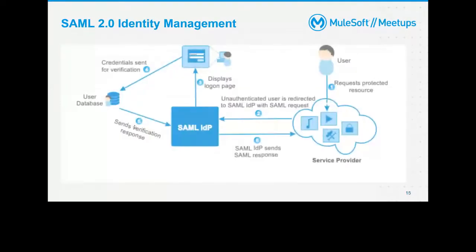We will talk more about that. In SAML, the user requests protected resources from the service provider, which is the AnyPoint platform. The service provider redirects the user to the SAML IDP, in this case Okta. Okta will display a logon screen. The credentials get validated in the backend system, and the verification response is sent back to the SAML IDP. Now the SAML IDP sends the response back to the service provider, and the service provider gives access to the user. That is how identity management works.